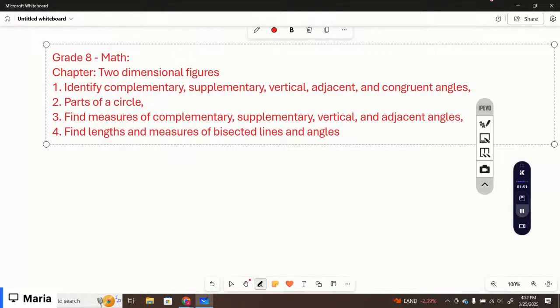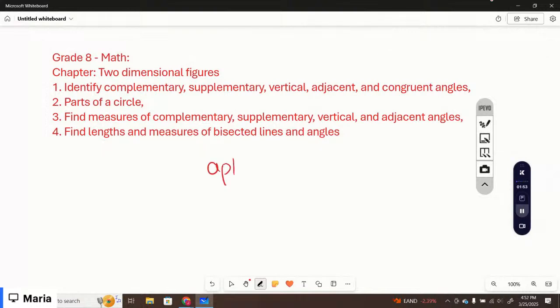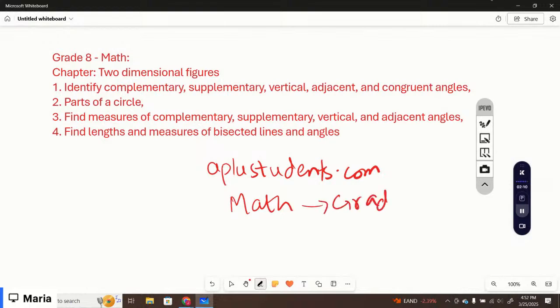You can find all the lessons on aplusstudents.com. You have to log in there using your email address and password as provided by the administrator. Then you have to select math from the subject tab, scroll down to grade 8 math, and then click on view all lessons. There you can find a list of the chapters.